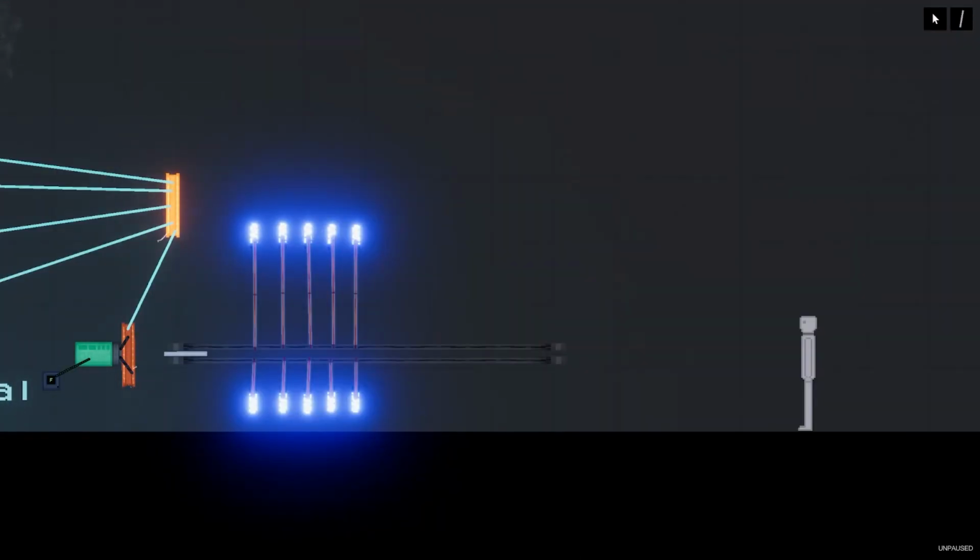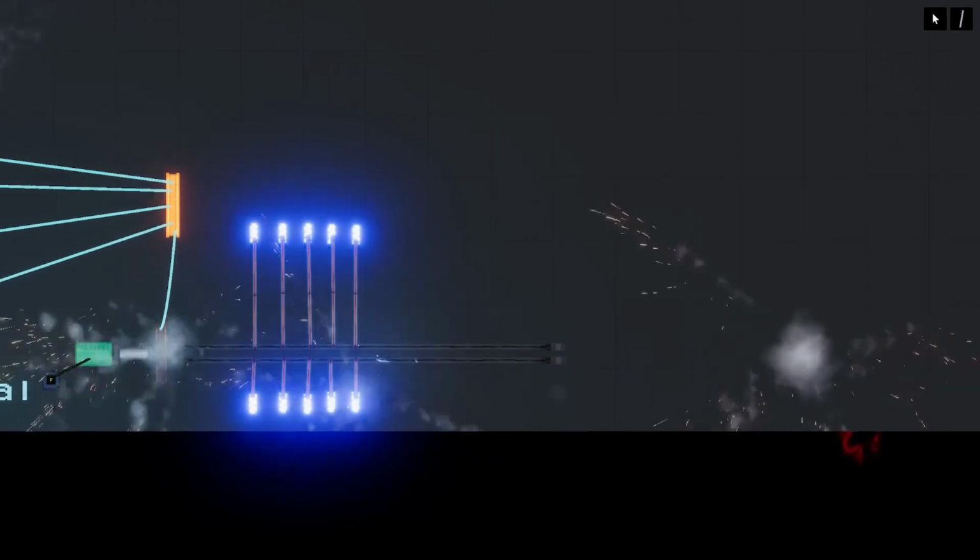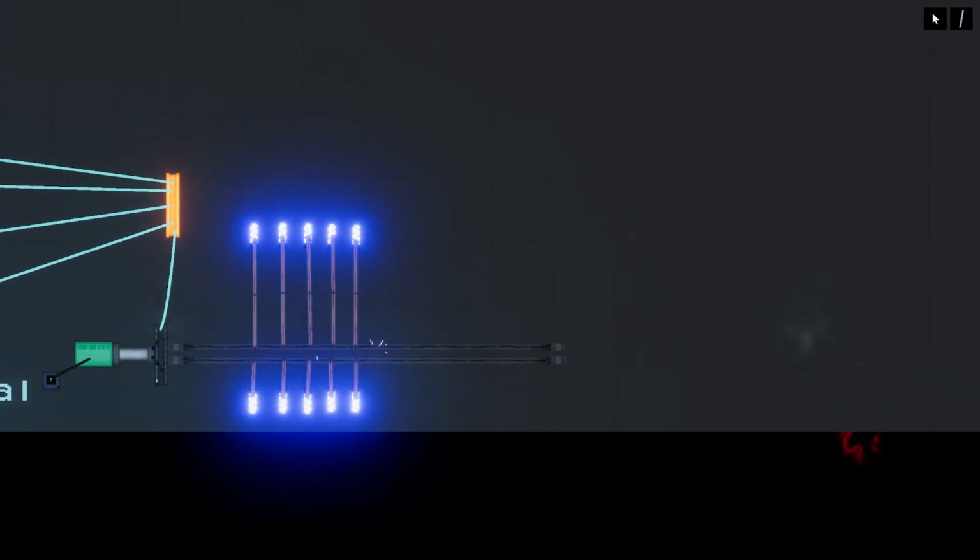Now, of course, we have to see what happens to a perfectly willing volunteer. The volunteer disappears. That's what happens.